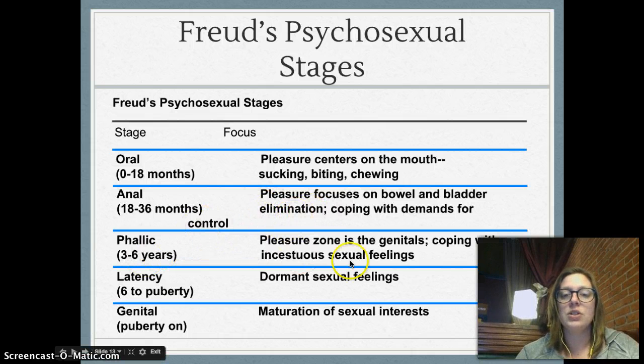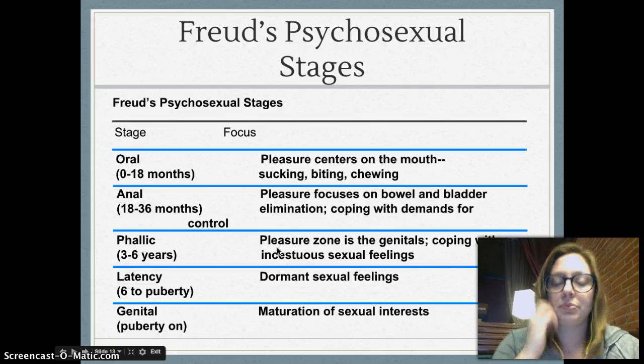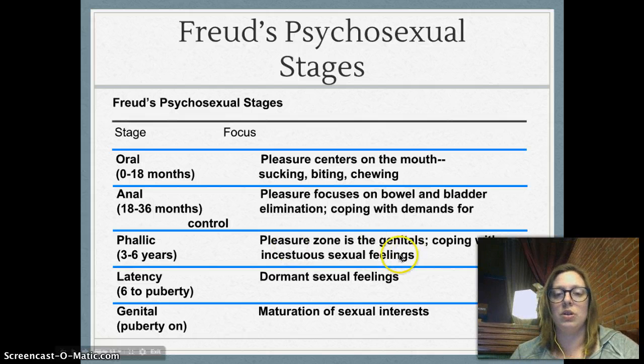The phallic stage, this is where the pleasure zone is in the genitals. So if you think of each one of these, the libido, Eros's motivator for sexual drive, the libido is in the mouth. The libido is in the anus. The libido is in the genitals, right? So this is coping with incestuous sexual feelings. So this is our first understanding of sex and what that is.